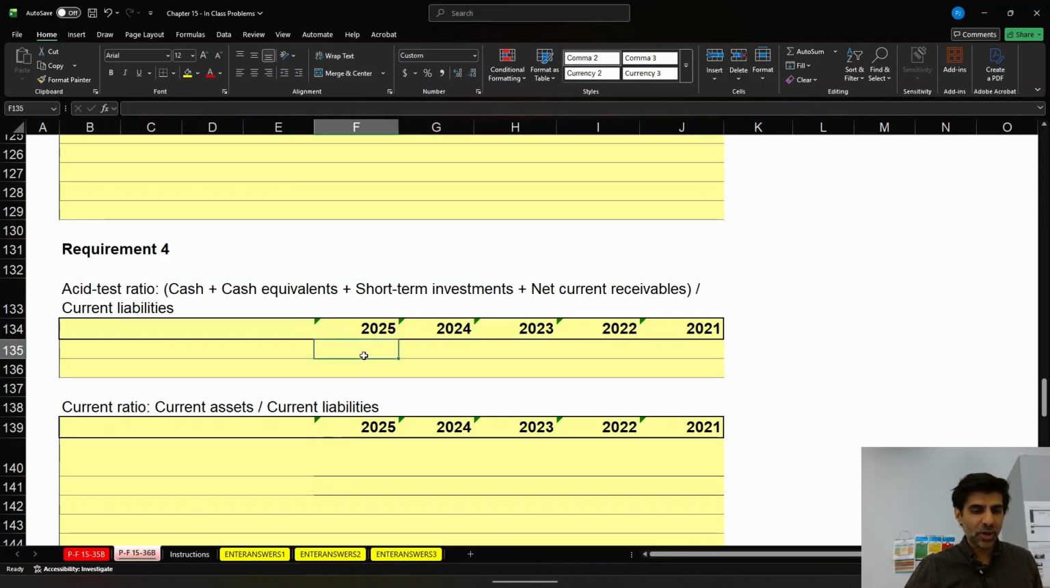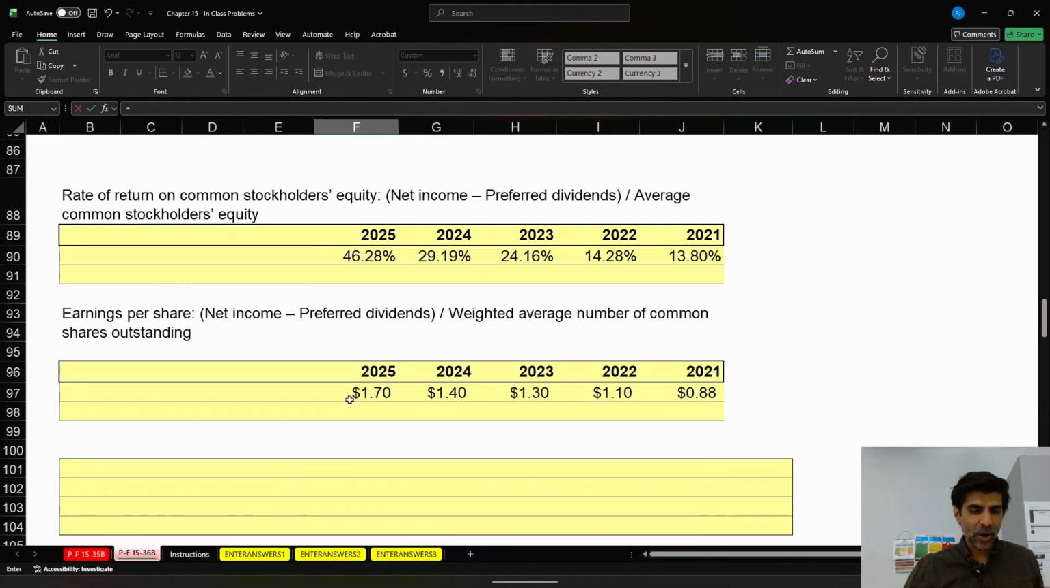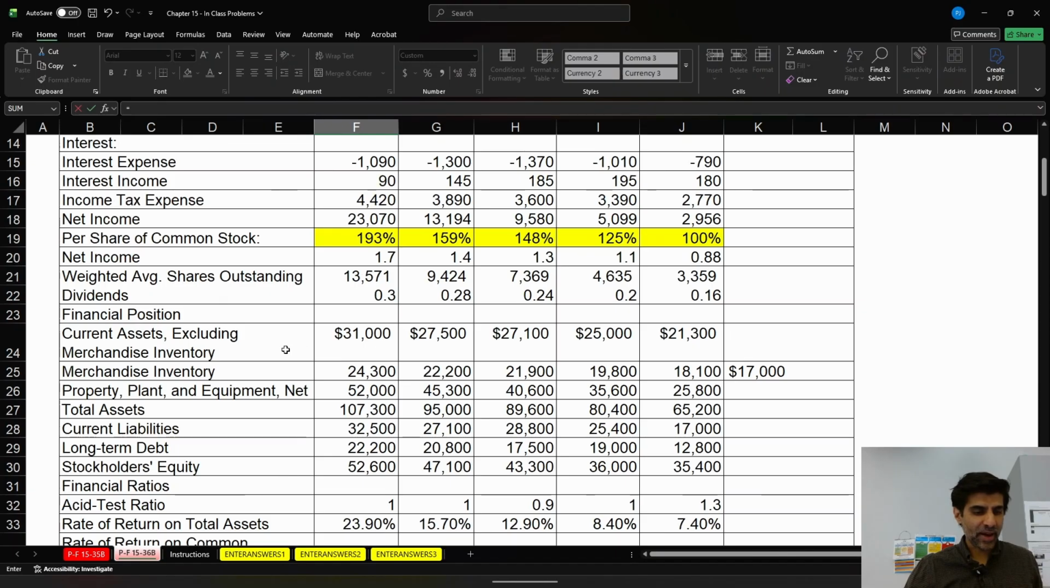So acid test ratio: cash plus cash equivalents plus short-term investments plus net current receivables. So essentially, this is everything except for inventory in this case. Okay, it's the most liquid current assets divided by the current liabilities. So they've made it quite easy because they have this line item. It says current assets excluding inventory. So all I have to do is take this divided by my current liabilities.